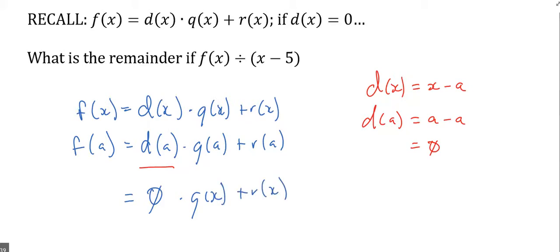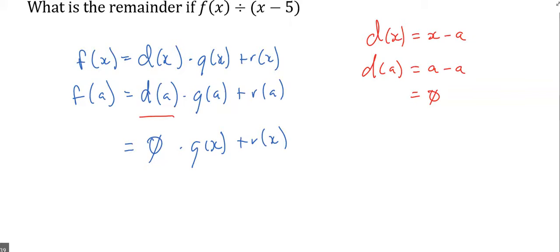Zero times q at x, 0. So this is just equal to r at x, or r at a, whatever you want to call it, but like the remainder. So you can kind of see it in action happening there.